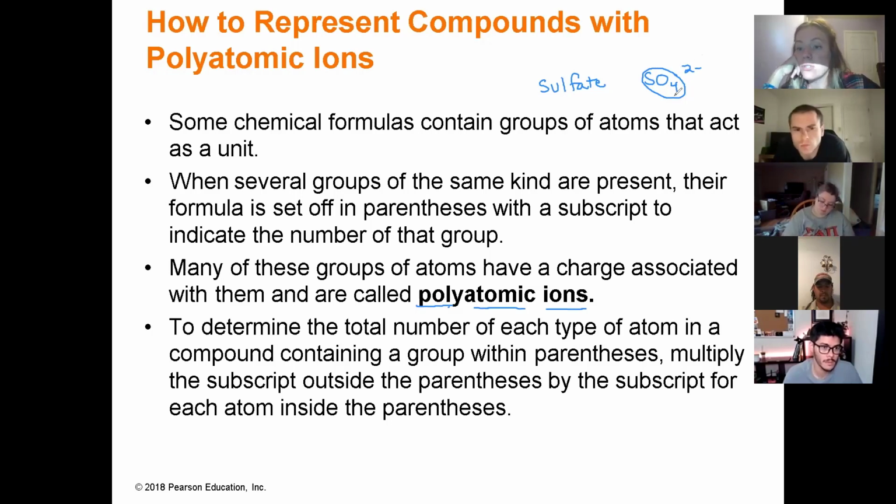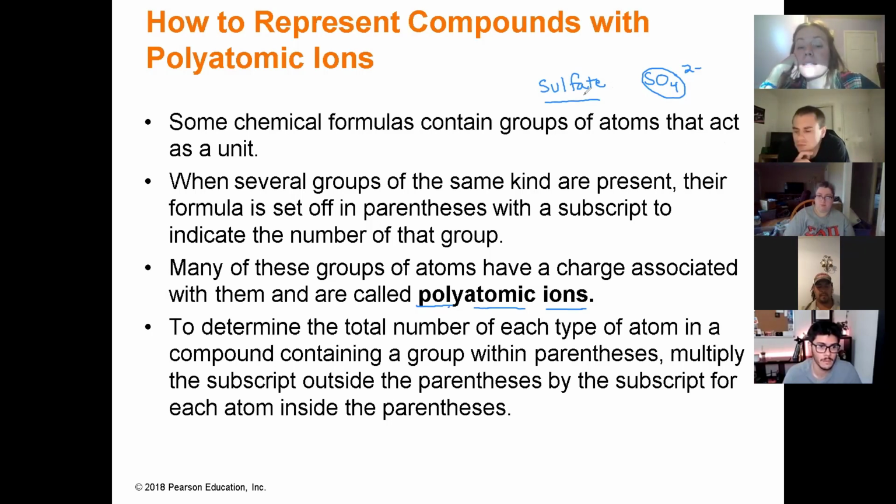So I even have students in the beginning get in the habit of circling where the atoms are and then letting the charge sit on the outside so you know that it applies to the entire thing. All right, so when sulfur comes together with 4 oxygens, it'll have a 2- charge and it'll be called sulfate. Polyatomic: multiple atoms with a charge, ion.